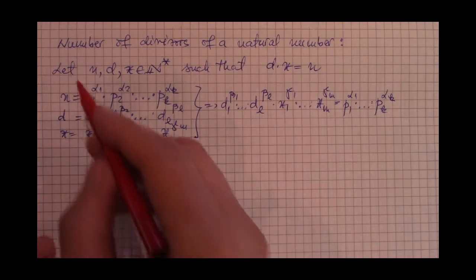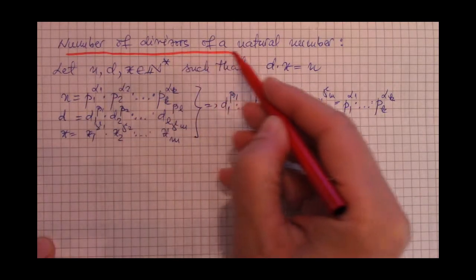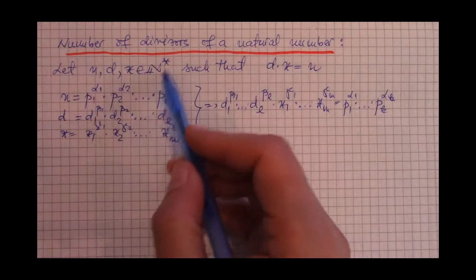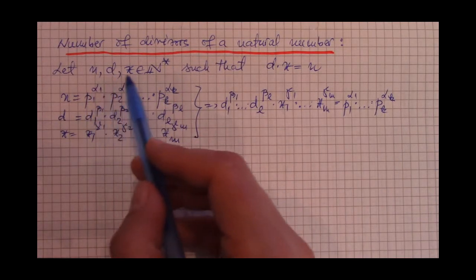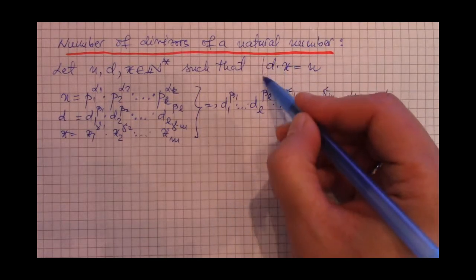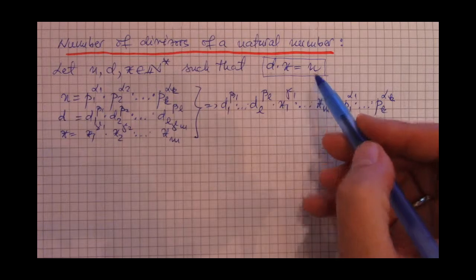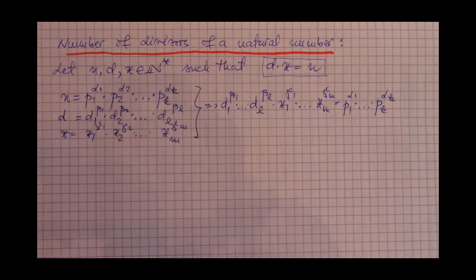We will be talking about the number of divisors of a natural number. In order to do so, let's start with three natural numbers that are not 0, n, d and x, such that d times x equals n, so d and x are positive divisors of n.